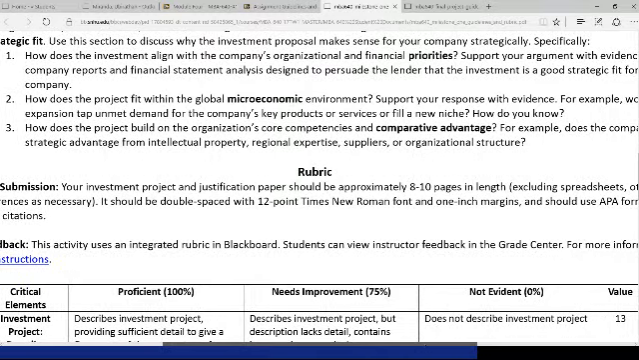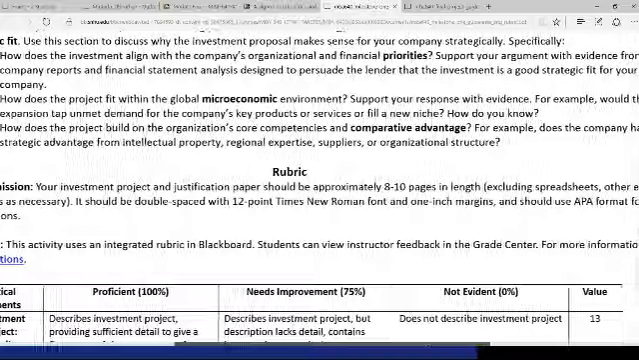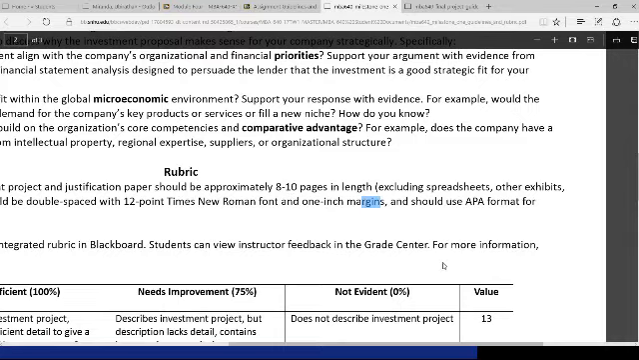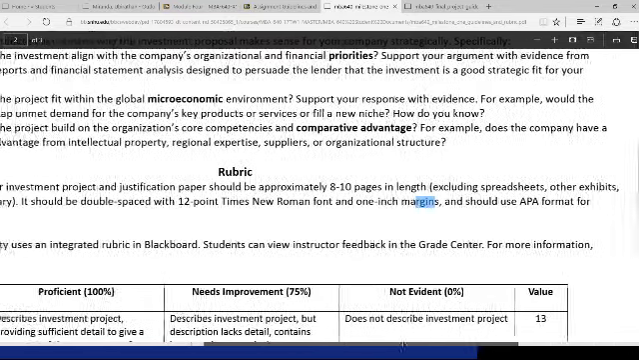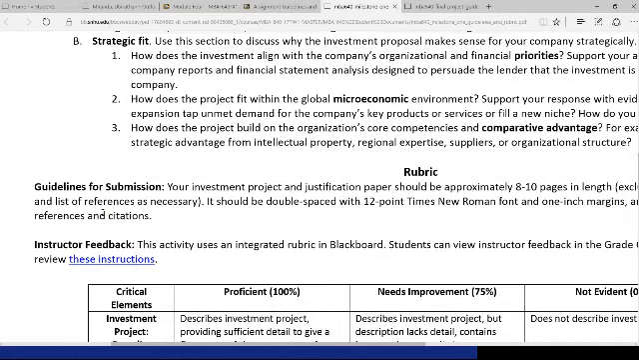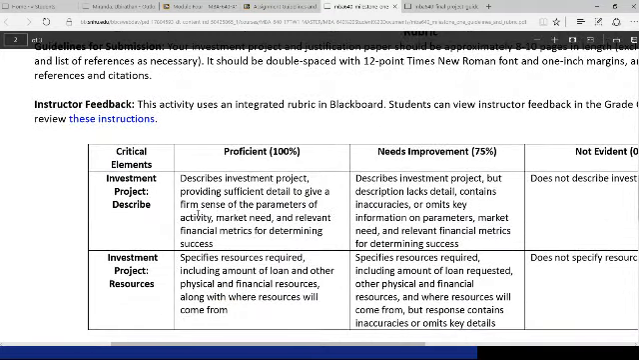And please don't forget the in-text citations. It should be double spaced with 12 point Times New Roman font and 1-inch margins, and it has to use APA format for references and citations, not references or citations, but references and citations.